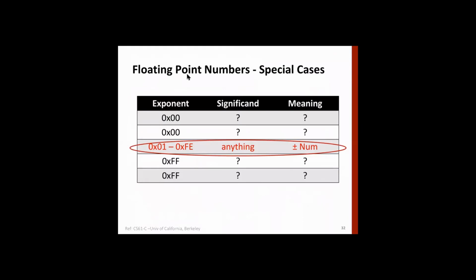Okay, so this case we have discussed, where the exponent value is between 1 and FE. Note that these are the normal numbers, where the exponent is between 1 and FE. FF is the highest one, right? So we have not considered 0, 0 and then FF. Now these become very special cases. So let's look at the first one now.